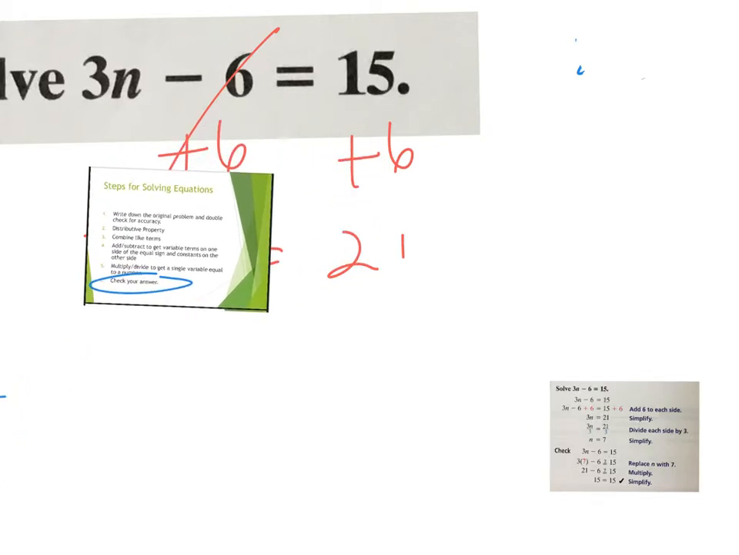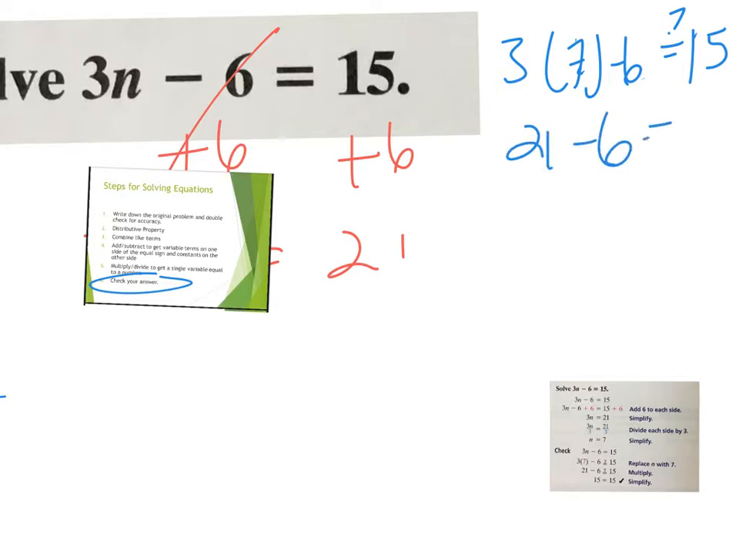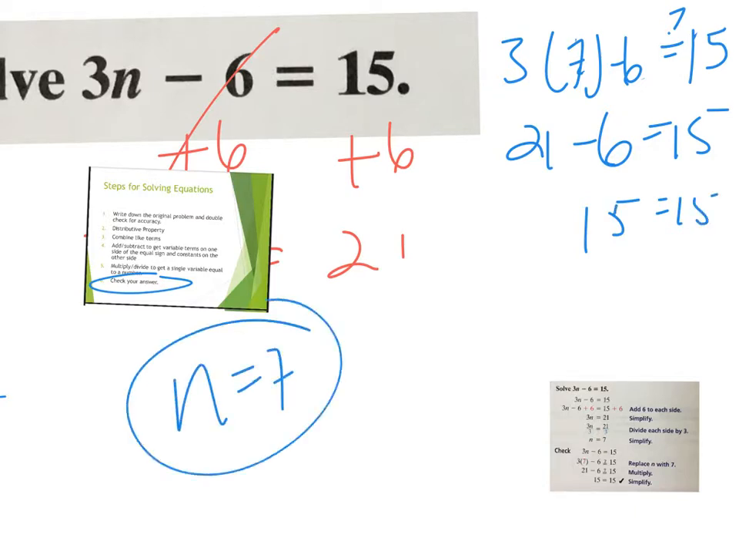So 3 times 7 minus 6, does that equal 15? That's your big question. Well, 3 times 7 is 21. So 21 minus 6, again, does that equal 15? And you betcha it does. So our answer of n equals 7 was correct.